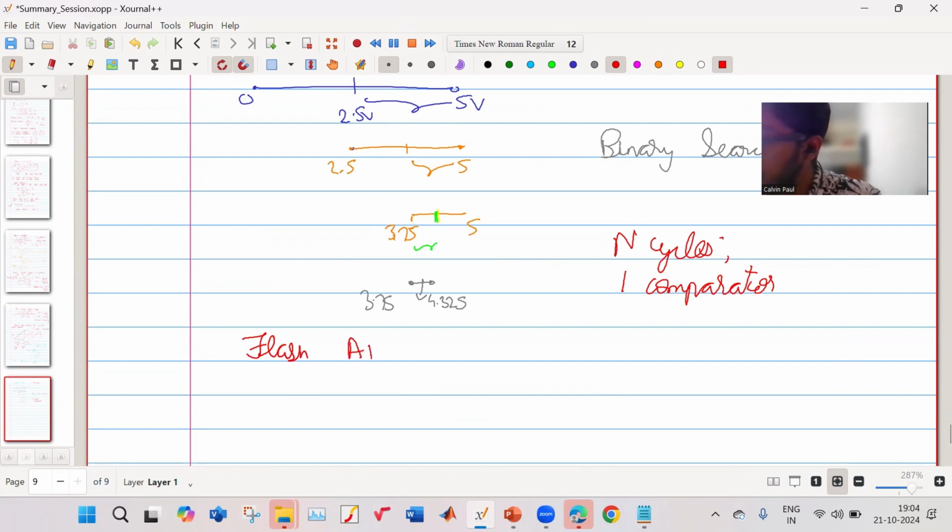Flash ADC. Flash means it works very fast. In the other ADC, n cycles means you have to wait n cycles for it to tell you what the voltage is, so there's a delay. A flash ADC will have multiple comparators.